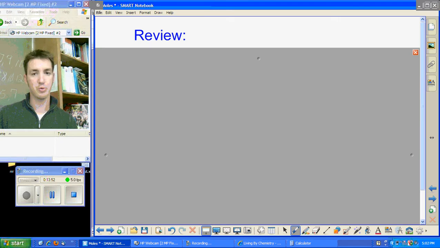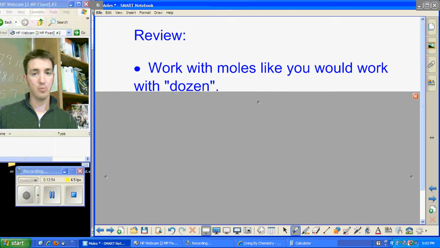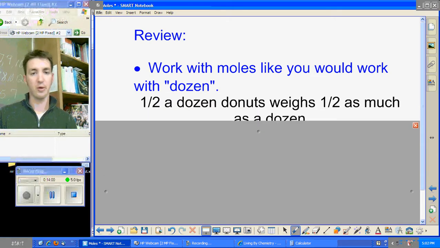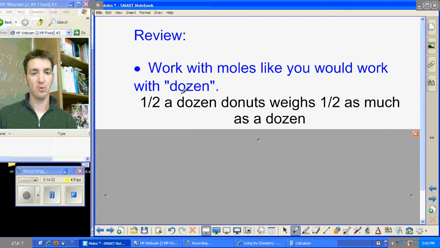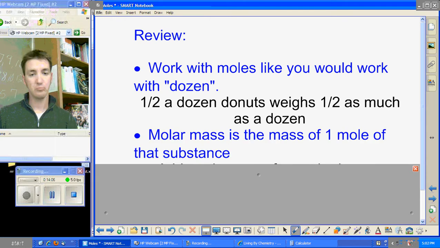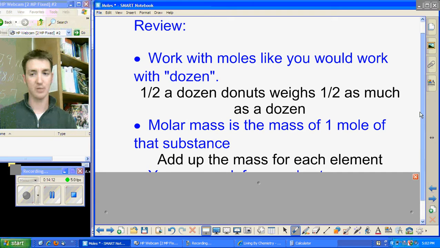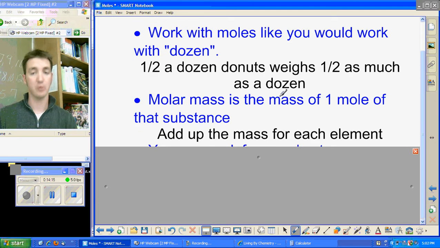So, to review, work with moles like you would work with a dozen. If you're confused, think, okay, what would I do with a dozen? If I have 2 dozen, okay. If I have half a dozen, the weight of half a dozen is half of the weight of a dozen. Molar mass is the mass of 1 mole of that substance. So you can add up the mass of each element. So, oh, I've got 3 oxygens. All right, oxygen plus oxygen plus oxygen, that's 3 times 16.